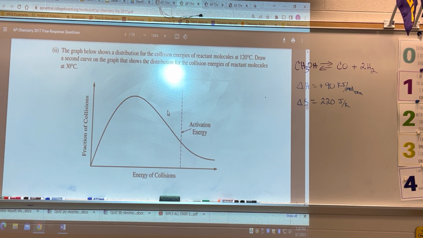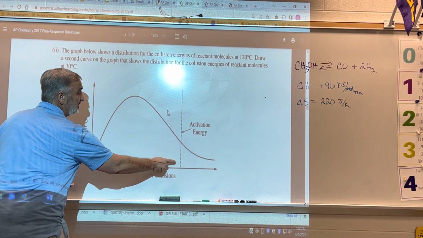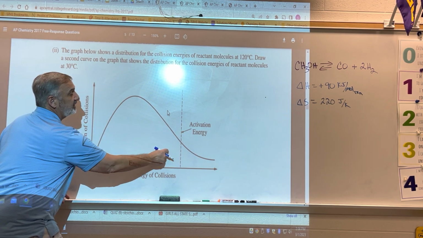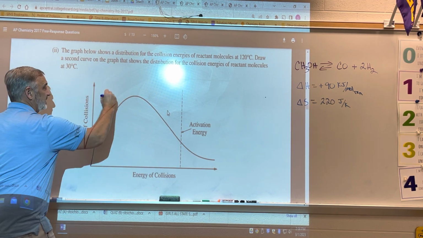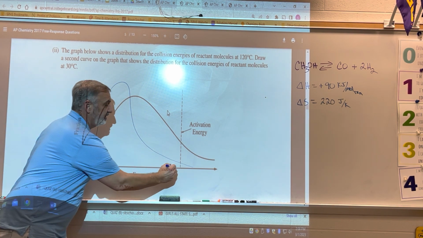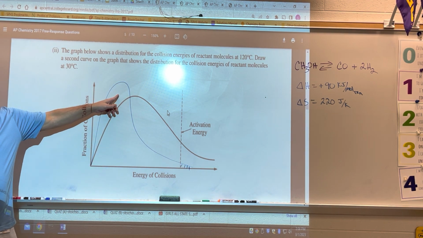I'm seeing a lot of people drawing it to the right. But is the temperature higher or lower? Lower. So what does that mean? It's going to be left and higher. Remember, it shifts lower. Here's my activation energy at the lower temperature. Why doesn't it occur? Because very few molecules make it past here. It's going to be more like that. So only a very few molecules would have enough energy to overcome EA. The lower temperature is going to be higher and to the left.